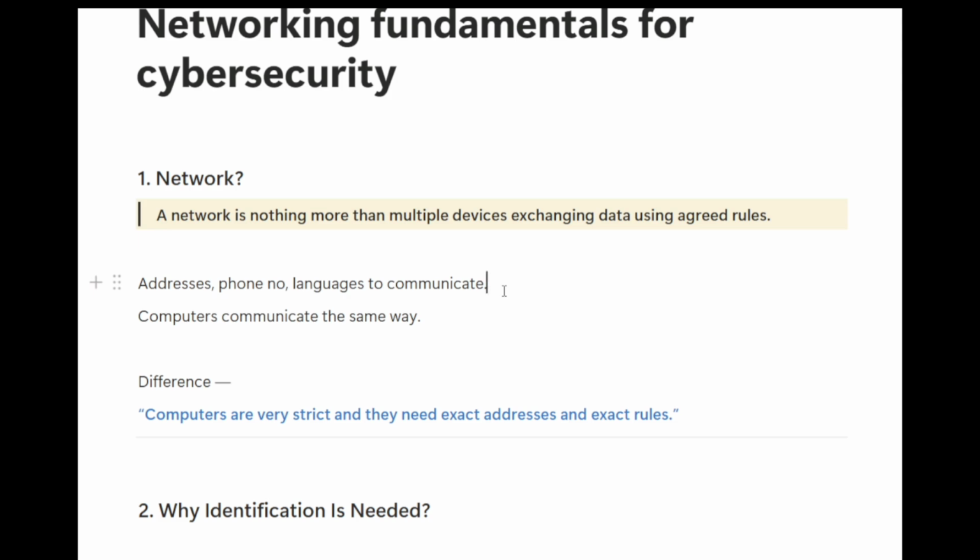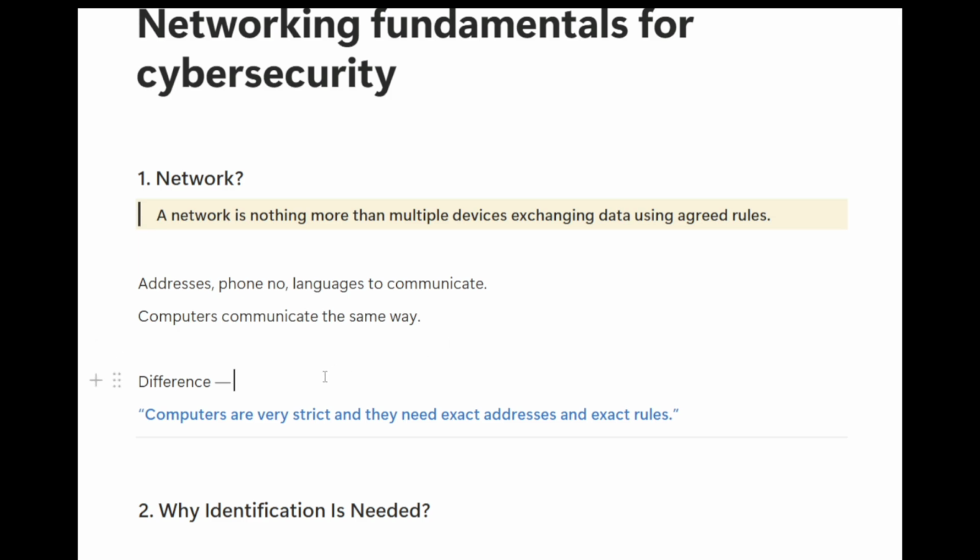A network exists because devices need to share information, files, websites, messages, updates, and everything. We are almost always online and sharing things all the time these days. So instead of thinking of networking as a subject, think of it as communication between machines. If we want to understand it simply, we can connect it to how we need addresses, phone numbers, and languages to communicate, right? Computers communicate the same way, but the only difference is computers are very strict and they need exact addresses and exact rules.